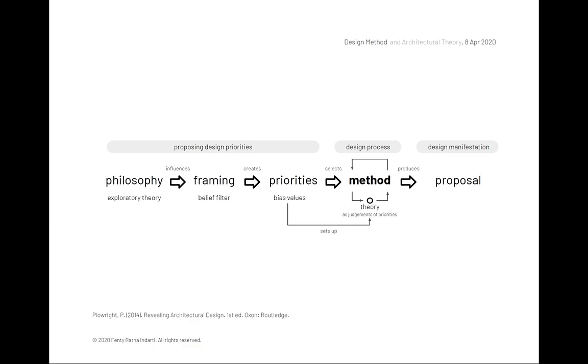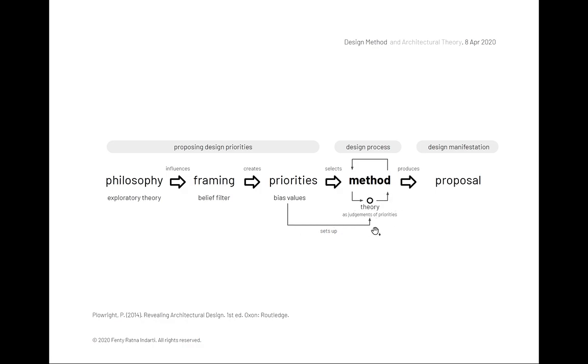In proposing design priorities, we can see that philosophy, which comes from the exploration of theory believed by architects, influences the framing of the belief filter. This filter then helps create priorities that are used to select the method used in the design process.